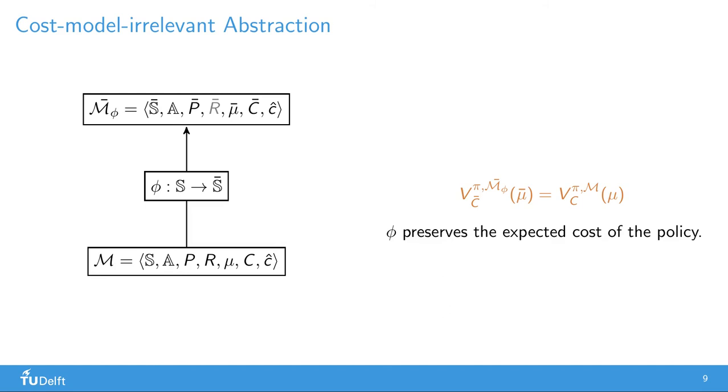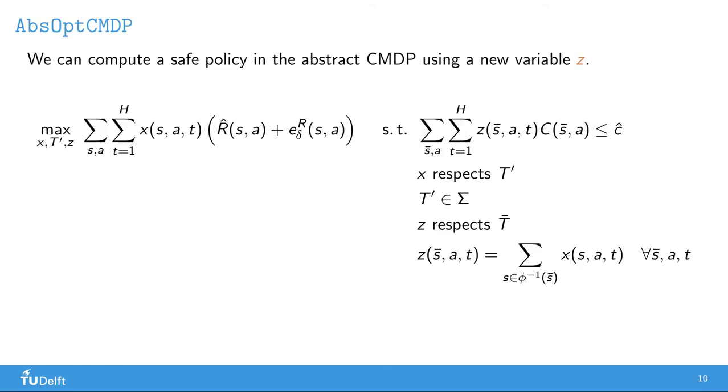Assuming that we have access to this abstraction of the safety dynamics, let's see how we can compute a policy that is guaranteed to be safe. First, we augment the linear program that we've seen before, including a new variable z. This variable is going to control the occupancy measure of the abstract constrained MDP. Since we know the dynamics of the safety abstraction, we can bound the expected costs of this occupancy measure. Finally, we can tie the occupancy measure of the abstract and ground MDPs.